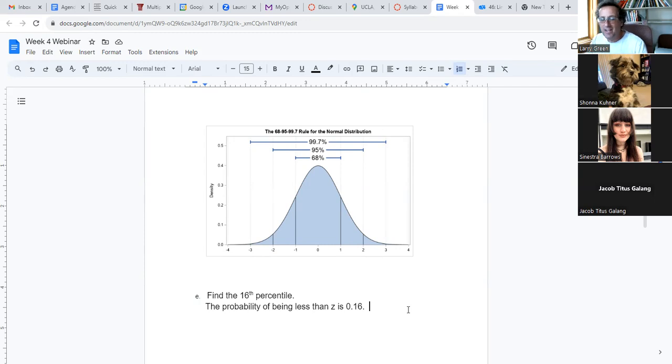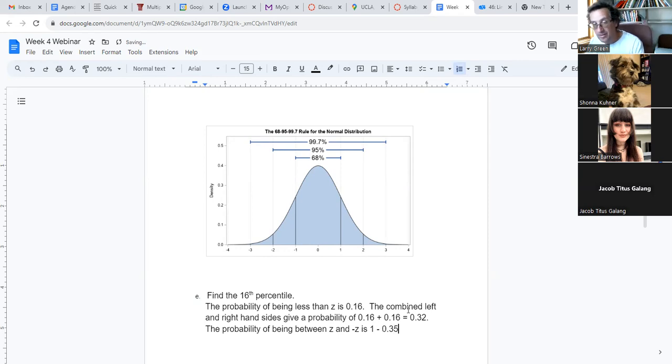But then again, we can look at the left-hand side and right-hand side, the combined left and right side gives a probability of 0.16 plus 0.16. So in other words, we're going to do that mirror image idea again. And that's equal to 0.32. So the probability of being between Z and negative Z is 1 minus 0.32. And what is that? Yeah, 0.68.